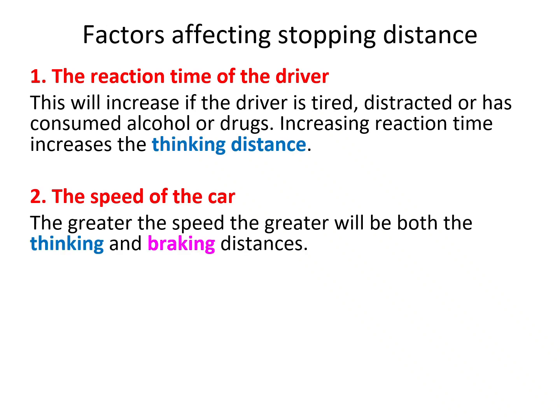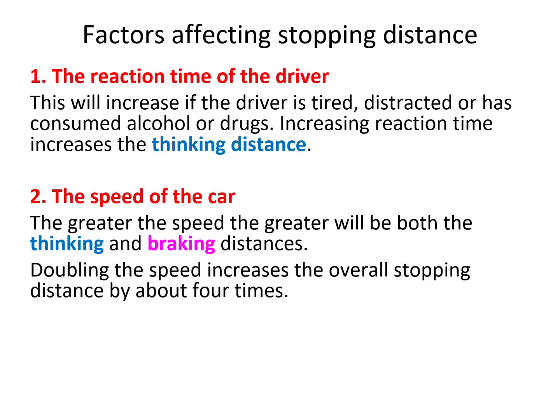The speed of the car then, as we've already alluded to, will affect both the thinking distance and the braking distance. So that's the only factor that really comes up that affects both aspects: the speed. Doubling the speed increases the overall stopping distance by about 4 times.